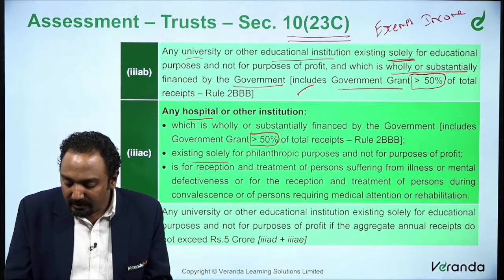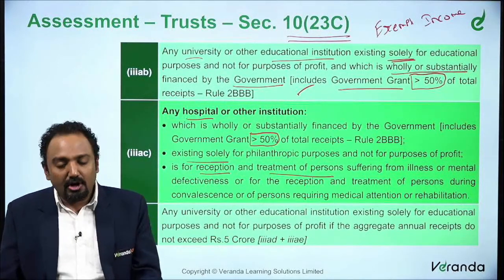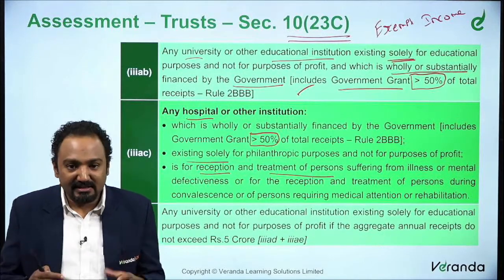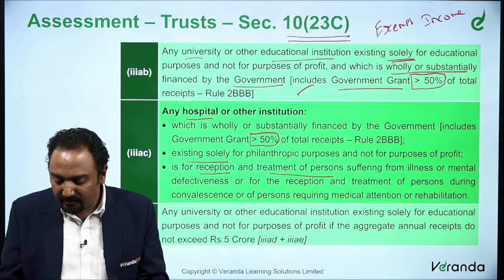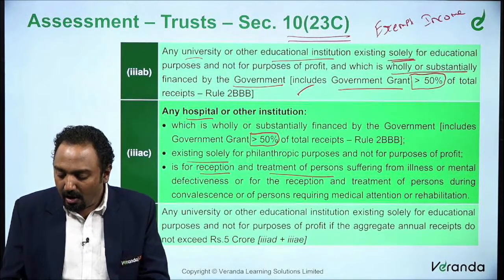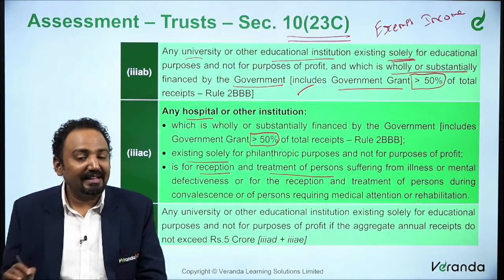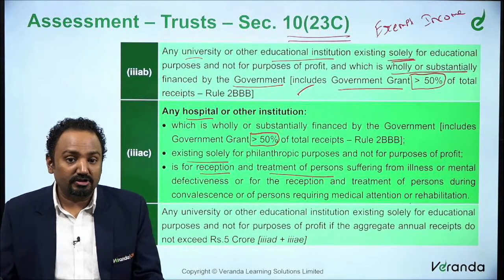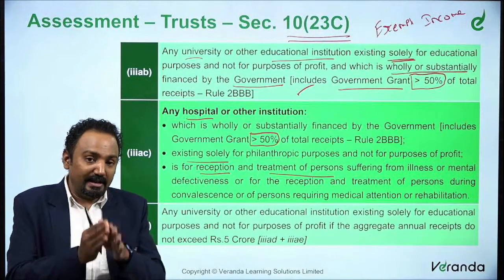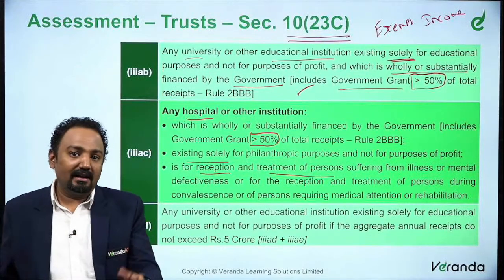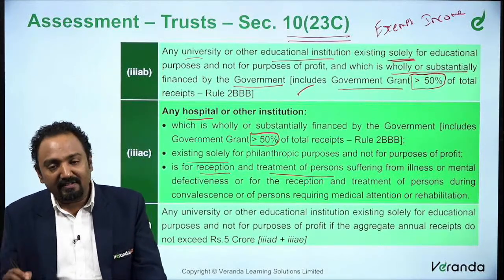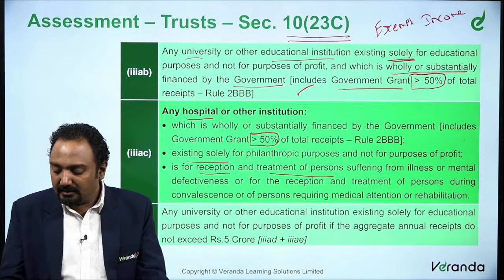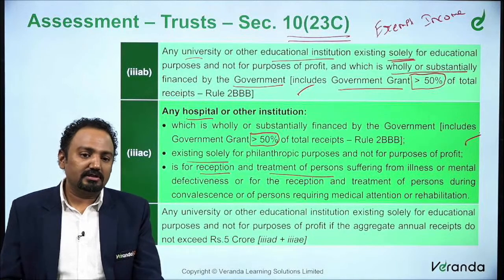And the next one is for reception and treatment of persons. So it is purely for the treatment of persons. When you say health, it's not something like a wellness center. What they're saying is persons suffering from illness or mental defectiveness, or the reception and treatment of persons during convalescence, or of persons requiring medical attention or rehabilitation. So basically it includes medical problems, including mental issues. All this is covered as the activity. So this is what you are covering under this 3AC. So that's the clause that we are talking about.